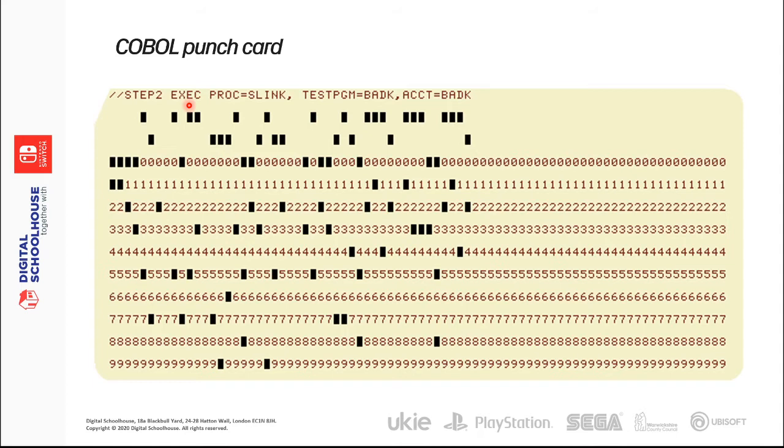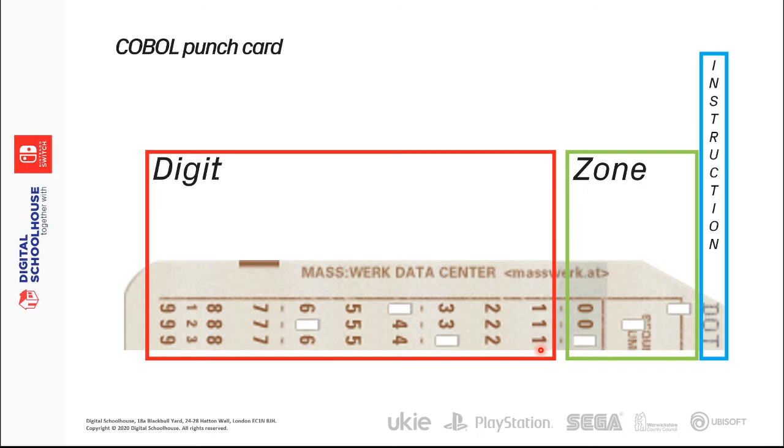And the way this worked was using a digit. So you can see here, it's 1, 2, 3, 4, 5, 6, 7, 8, 9. And you can see where the holes have been punched in it. And it also used the zone. And the instruction itself, as I said, is along the top. But the computer doesn't process the instruction at all. The computer is processing the holes, which represent the binary, the machine code that the computer can actually work with. So let's have a little bit of a closer look at this digit and zone thing that's going along with the COBOL punch card.